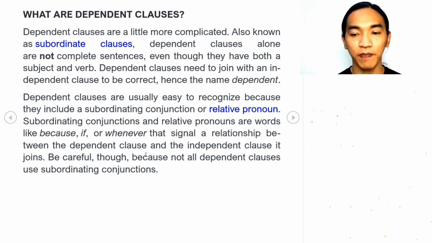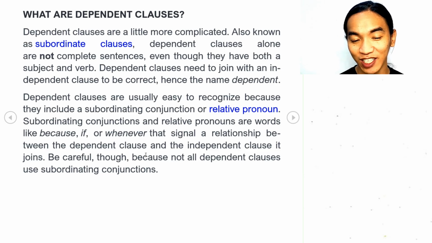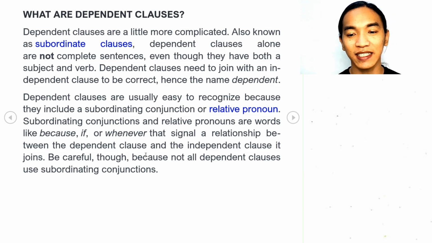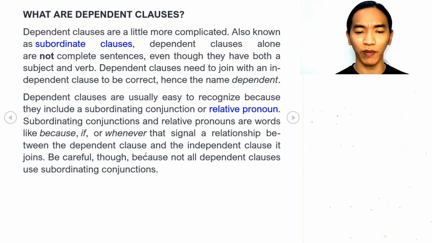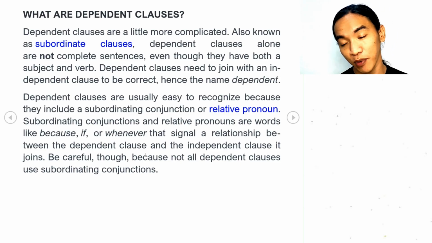Now, dependent clauses are usually easy to recognize because they include a subordinating conjunction or relative pronouns. These are words we already talked about in previous videos. I would like you to revisit those videos and understand what subordinating conjunctions and relative pronouns are.